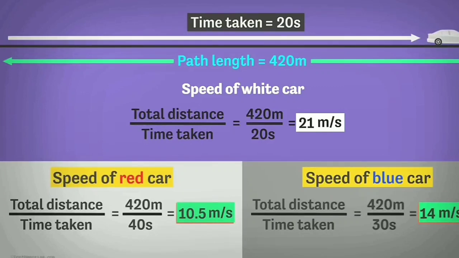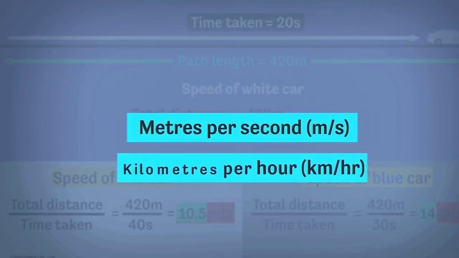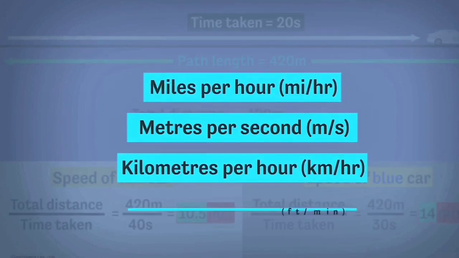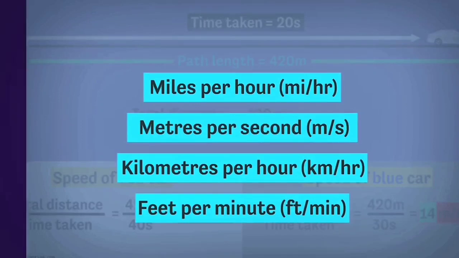Now I want you to look at the units. Meters per second is one of the units of speed. There are many such units of speed that you must be aware of. For example, kilometers per hour, miles per hour, feet per minute, and so on. We will discuss more about these units in our future videos. Let's discuss something interesting now.